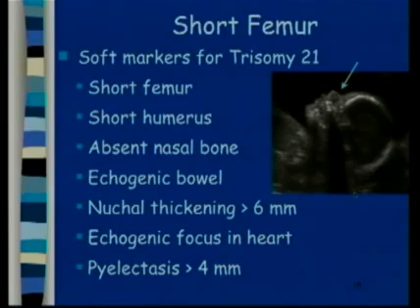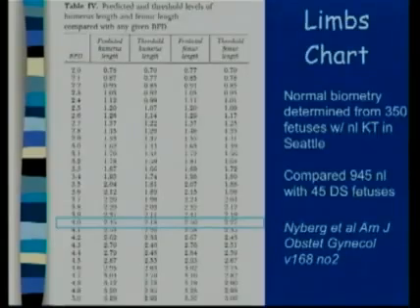Okay, on the other hand, what do you do when you have a short femur? Well, you go looking for other markers of trisomy 21. You look for a short femur, a short humerus, an absent nasal bone, echogenic bowel, nuchal thickening greater than 6 millimeters, an echogenic focus in the heart, and pyelectasis, which is just a little bit of renal dilatation, which has to be greater than 4 millimeters to be an aneuploidy risk factor.